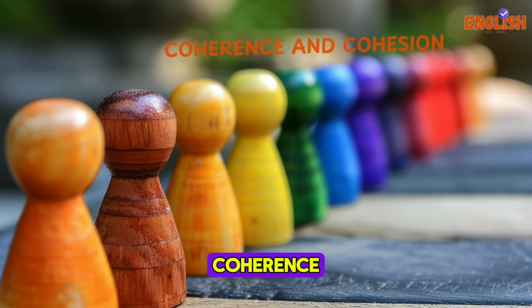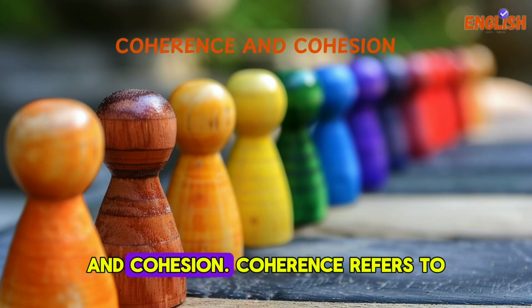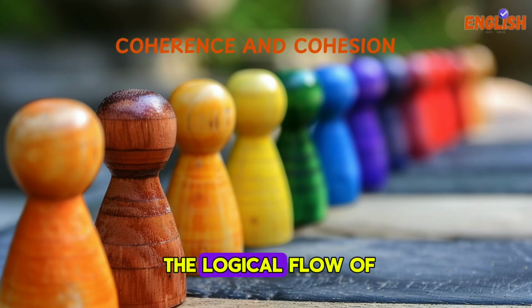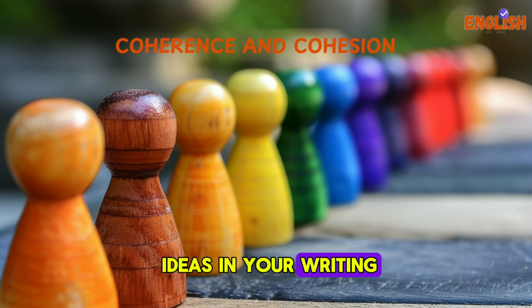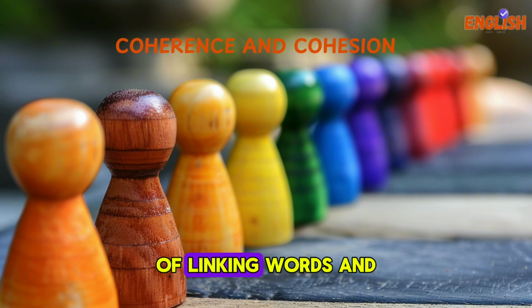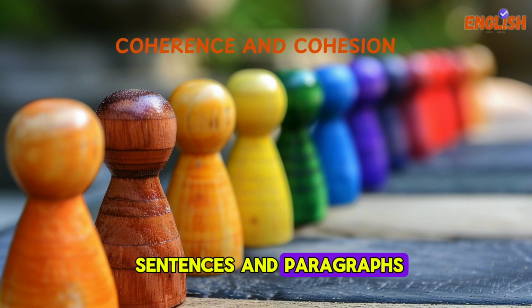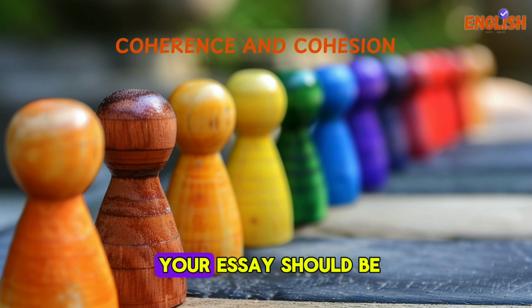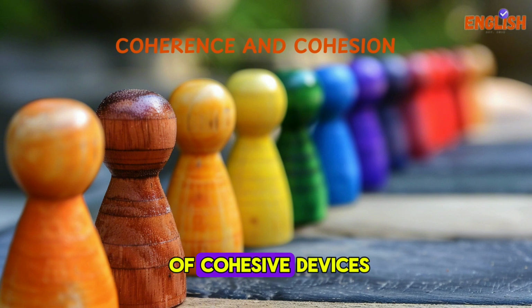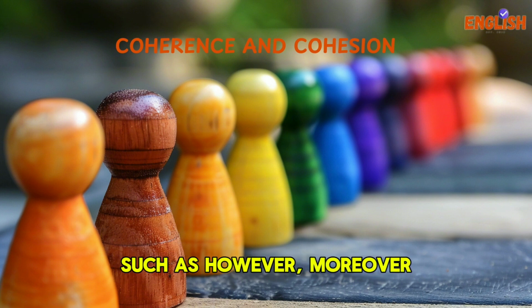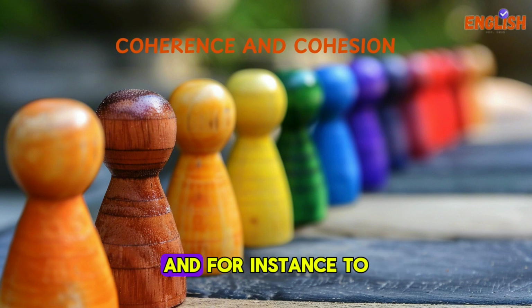Number 2, coherence and cohesion. Coherence refers to the logical flow of ideas in your writing, while cohesion focuses on the use of linking words and phrases to connect your sentences and paragraphs. For a strong score, your essay should be well organized, with clear progression of ideas and effective use of cohesive devices such as however, moreover, and for instance to guide the reader.